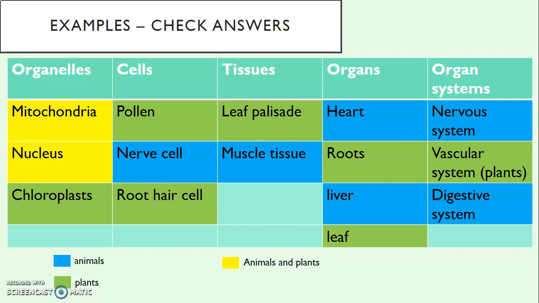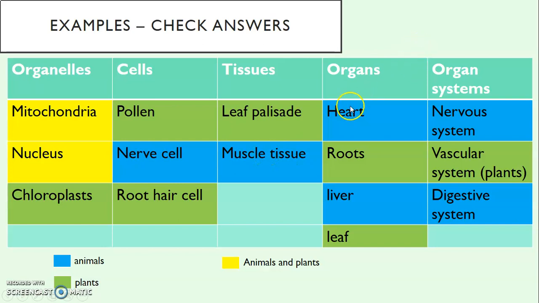So here are your answers. So if you could check, I've got blue for the animals, green for the plants, and yellow for animals and plants. So the examples of organelles is mitochondria, nucleus, they're found in both types of cell, and chloroplasts, which are only found in plant cells. We've then got the cells, so we've got pollen, nerve cell and root hair cell. So the nerve cell is from animals, pollen and root hair cell is in plants. Tissues, leaf palisade, so that's the top part of the leaf where all of the photosynthesis happens, and then in animals we've got muscle tissue.